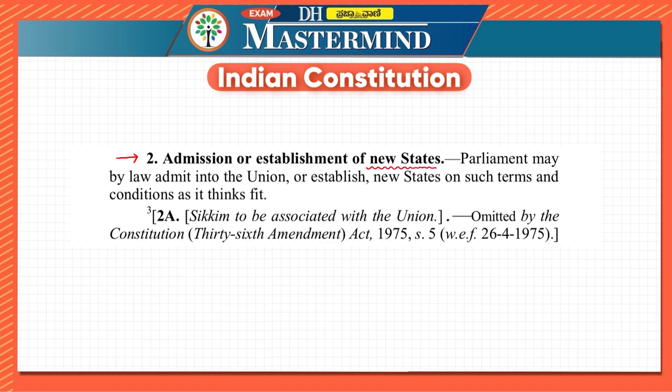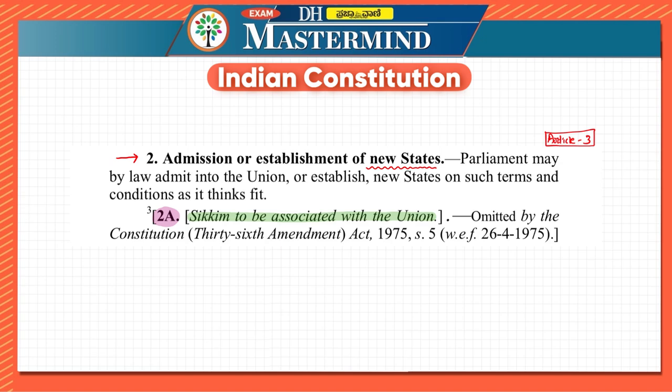This is very important with respect to Article 3 because we have to know the difference between Article 2 and Article 3. Let us go there later on. Now it is telling about admission or establishment of new states. But if you look at the bottom part, it is telling about Article 2A, and in this they are mentioning Sikkim to be associated with the union. These are the two things which you have to understand now. First one, admission or establishment of new states.